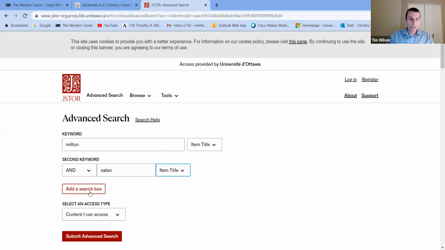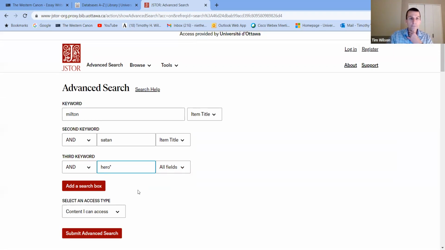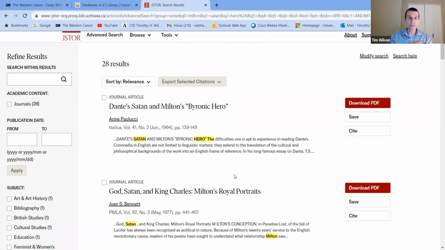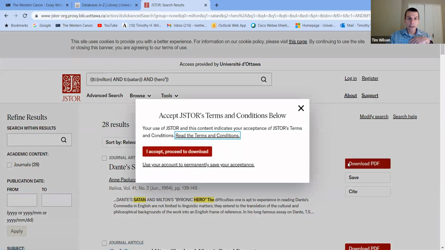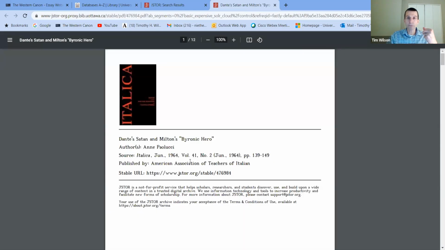and then maybe hero, and that will indicate that it could be heroic or heroism. And we can leave that open for all fields. Let's try that. That should give us a good set there. So yeah, 28. I had tried this earlier, and it gave us probably this set of 28 sources. And you can download that PDF, accept the terms and conditions, and you have access, as I said, to this article that would have otherwise cost you $35.